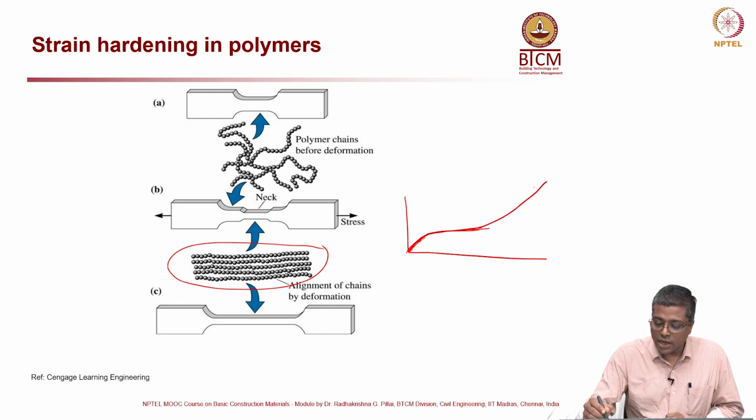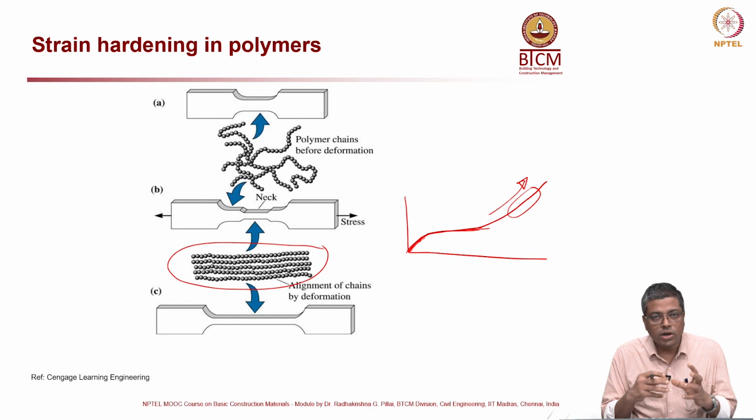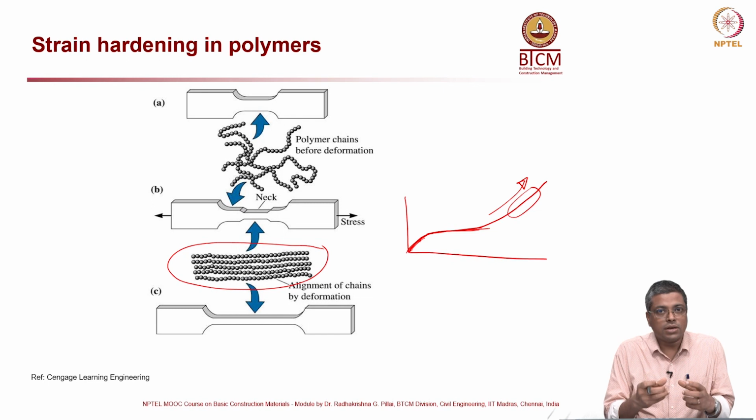So that is why you have an increase. The strain hardening in polymers is this behavior on the right end of the graph. All the chains are convoluted, they are not in a straight line. So as you pull, in the beginning they will try to become straight, and once they become straight, then only they will really take the load applied.